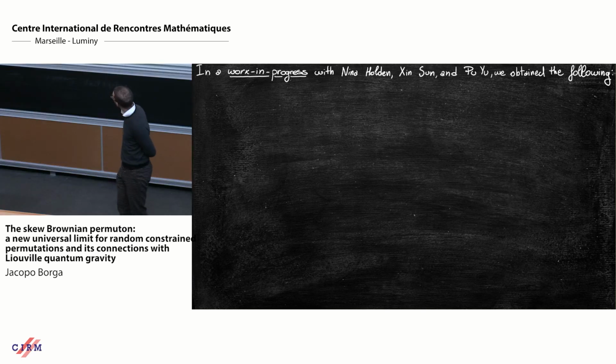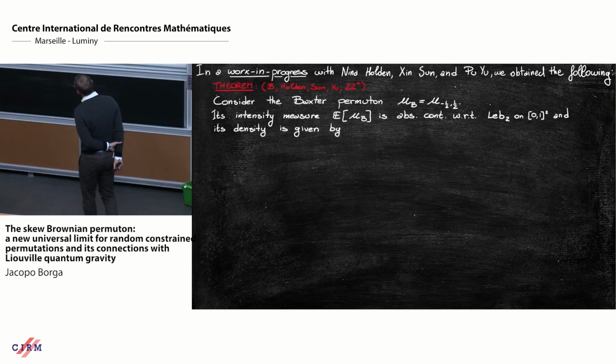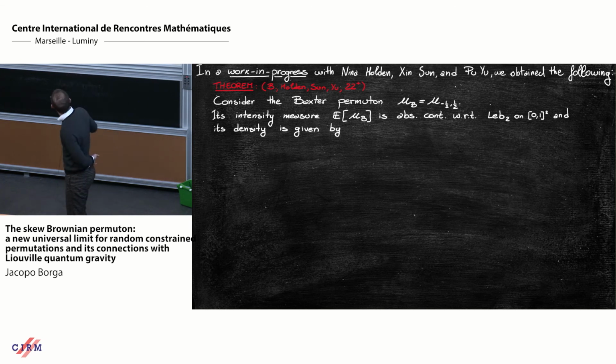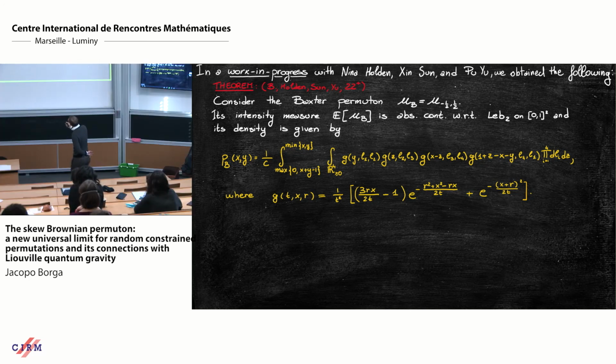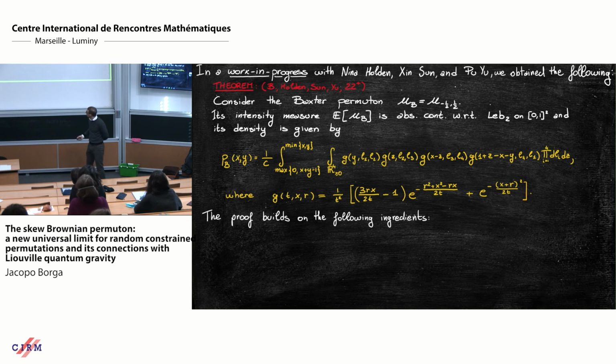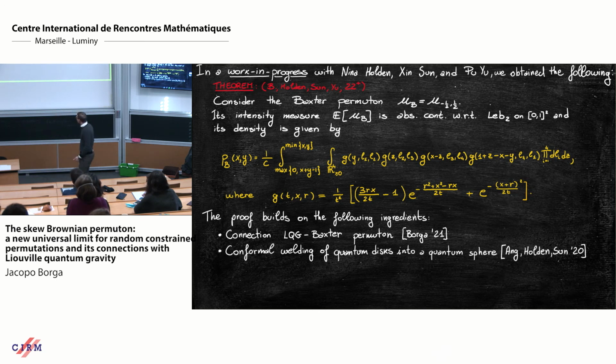And the result is the following. It's again a joint project with Nina Holden, Xin Sun, and Pu Yu. Consider the skew Brownian permuton of parameter minus 1/2, 1/2, so the Baxter permuton. We were able to compute explicitly what is the intensity measure. So the expectation of the random measure is absolutely continuous with respect to the two-dimensional Lebesgue measure, and it has a very explicit expression. I will comment on it in a while, but let me just tell you what are the key steps of the proof. Use the gold bridge, first of all. Secondly, there is a series of works, but the main one is of Morris Ang, Nina Holden, and Xin Sun about conformal welding of quantum surfaces.